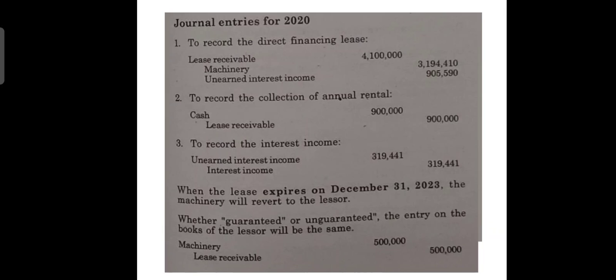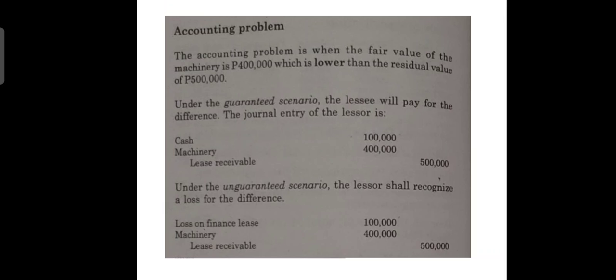The next one is the journal entries for 2020. And the accounting problem is when the fair value of the machinery is 400,000 pesos, which is lower than the residual value of 500,000 pesos. Under the guaranteed scenario, the lessee will pay for the difference. The journal entry of the lessor is cash 100,000 pesos, machinery 400,000, lease receivable 500,000. Under the unguaranteed scenario, the lessor shall recognize a loss for the difference. Loss on finance lease 100,000, machinery 400,000, lease receivable 500,000.